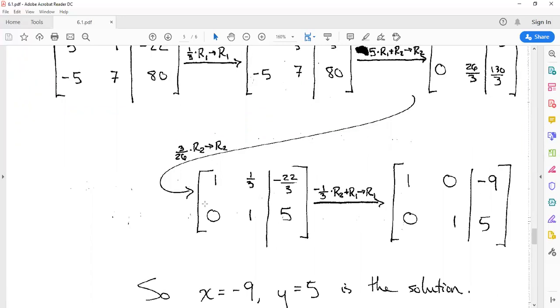multiplying 0 by 3/26 gives me still 0, but then multiplying 26 over 3 by 3 over 26 gives me 1. And multiplying 130 over 3 by 3 over 26 gives me 5. Very nice. So now we're almost done here. We'd just like to take the leading one that we have in the second row, and we'd like the number above it to be a 0. And so how can we do that?